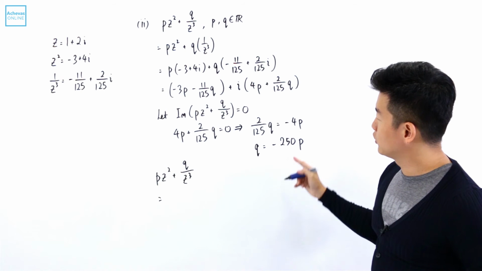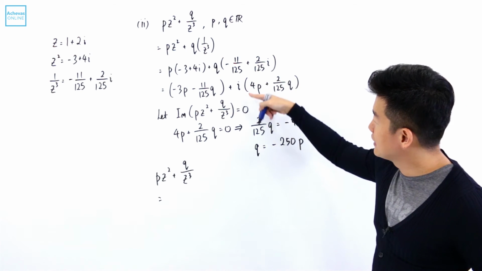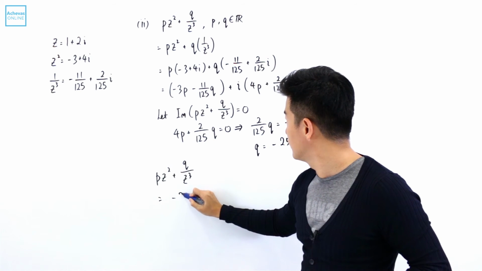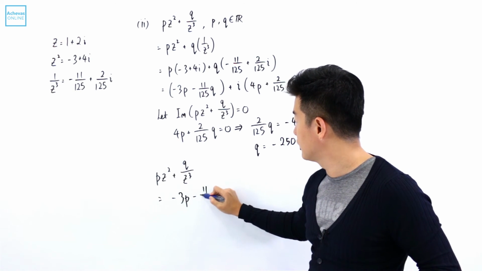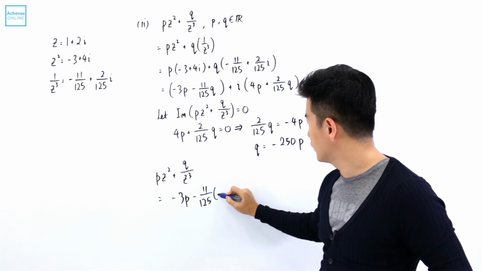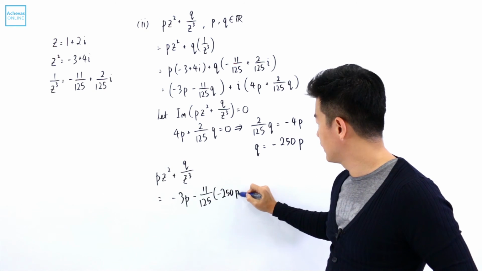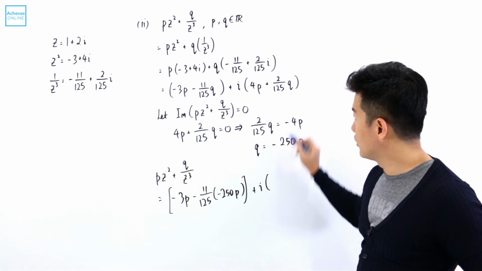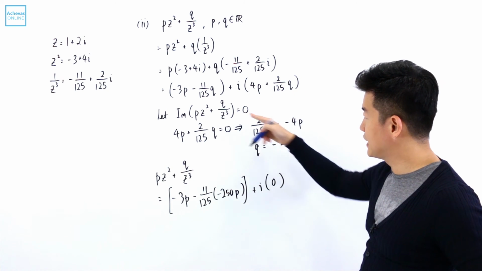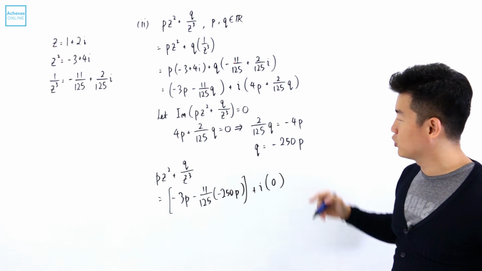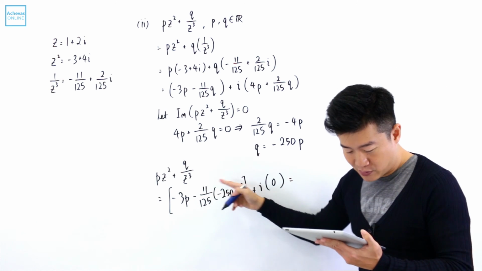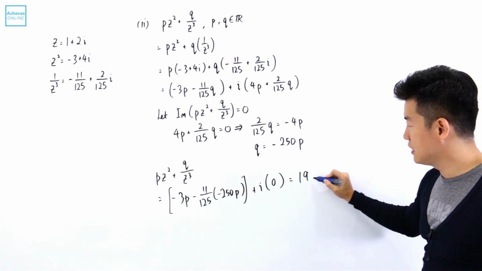This is going to be equal to, if I sub it back into here instead, this is going to become 0, and this is going to be minus 3p minus 11 over 125 of q, which is minus 250p, plus i of this, which is definitely going to be 0, because that is how we have gotten q to be equal to minus 250p. Evaluating this, it is 19p.